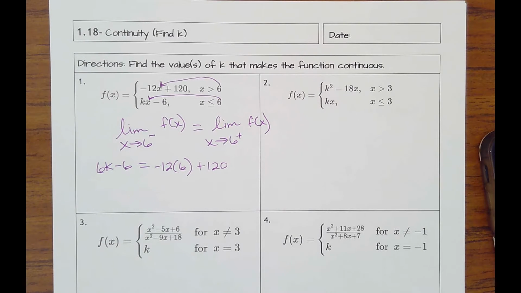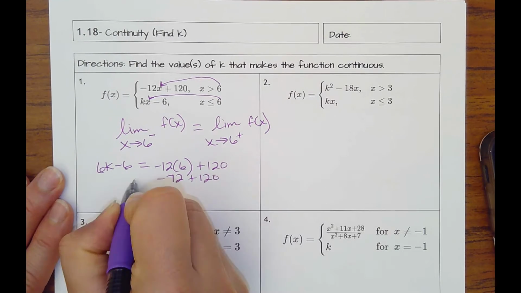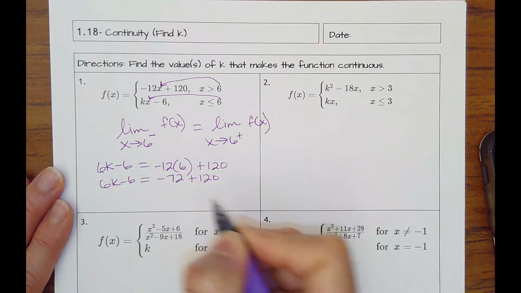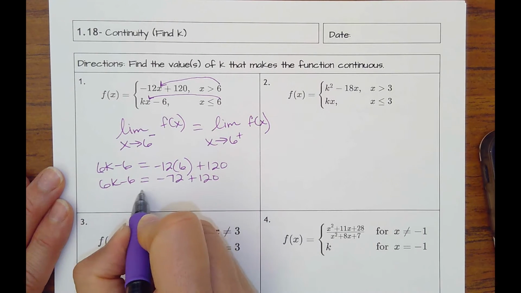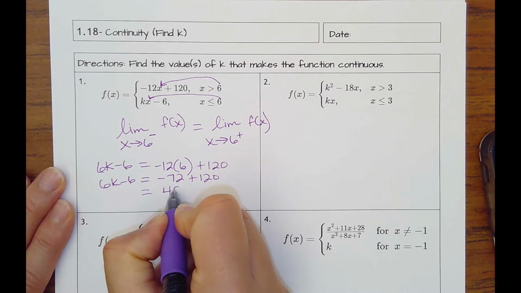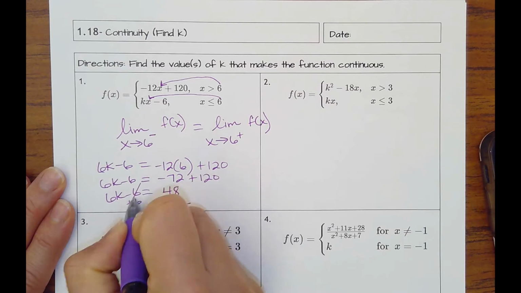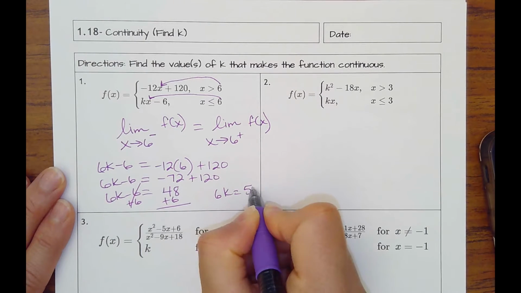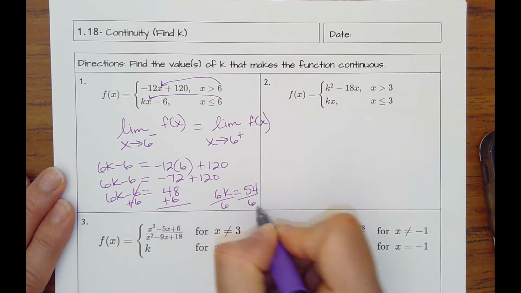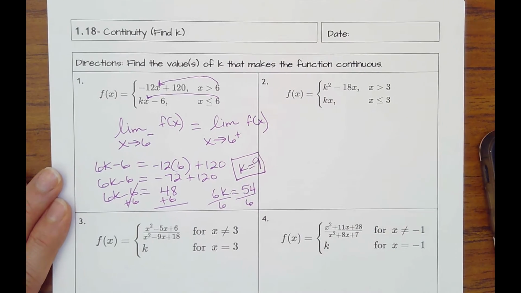Negative 12 times 6, isn't that 72? Yep. And we solve it like a normal equation. So I would combine this 120 and negative 72, which is 48. Add 6 to both sides, which is 54, and 54 divided by 6 makes k equal 9, just like we showed on Desmos.